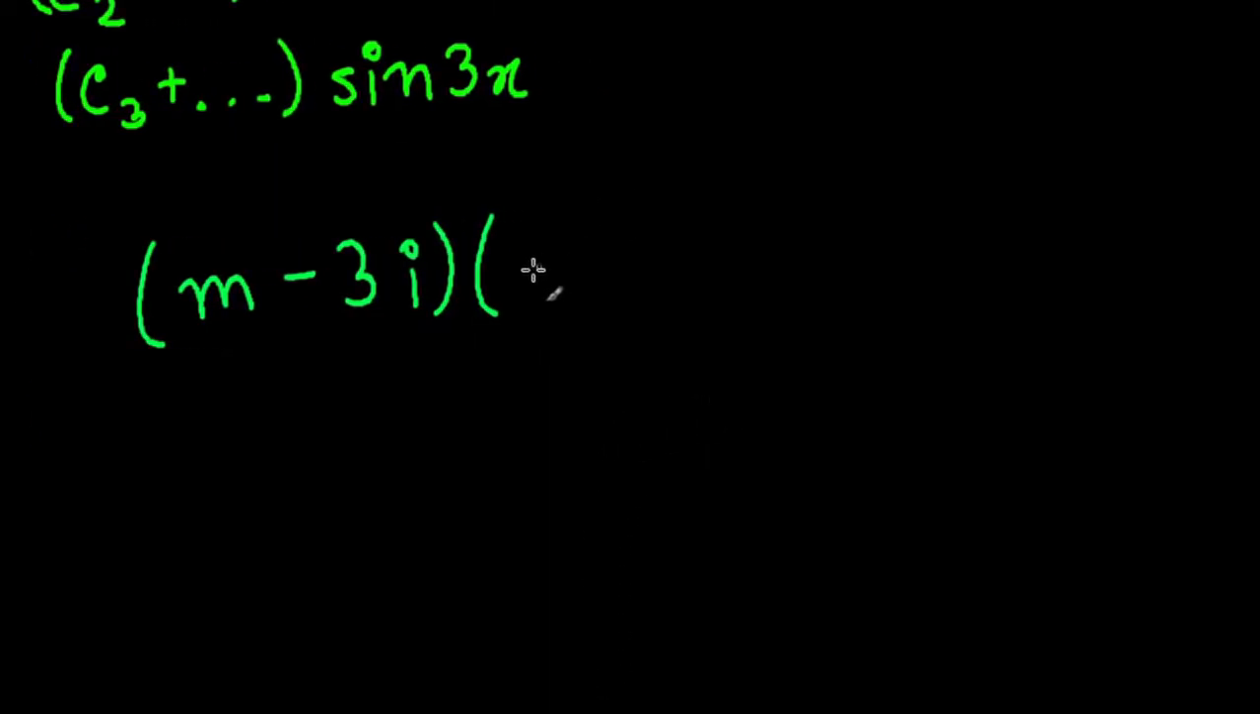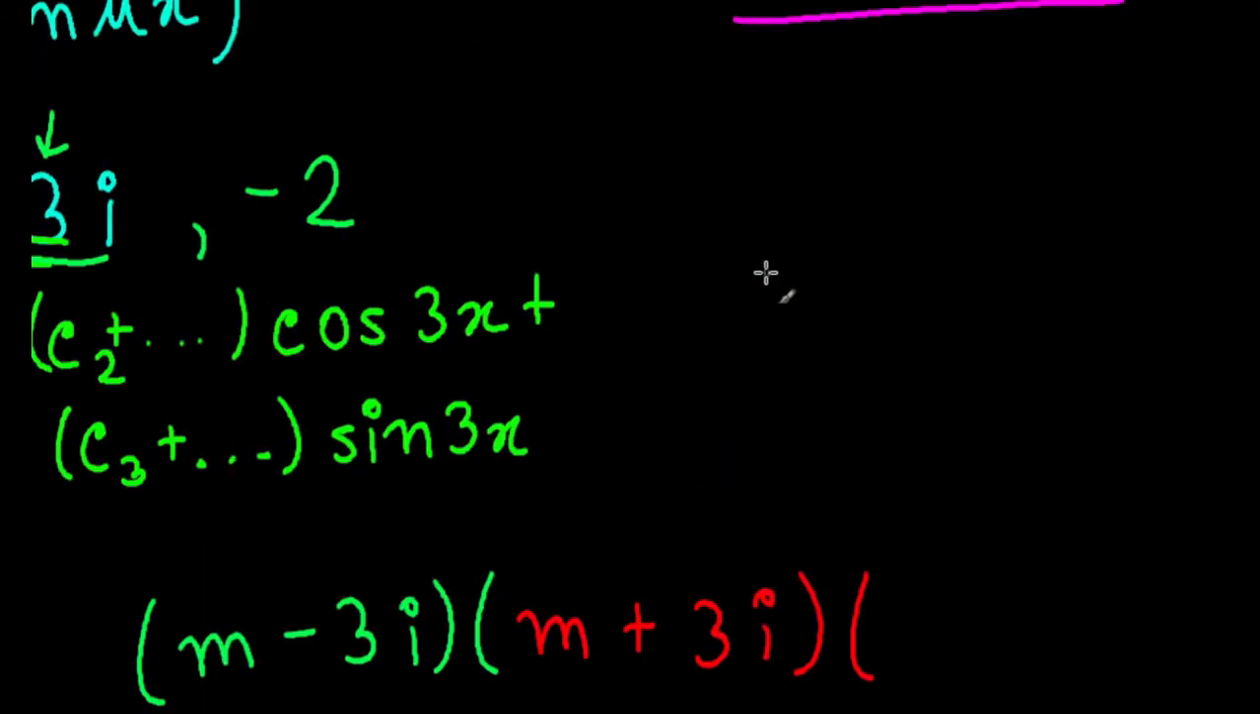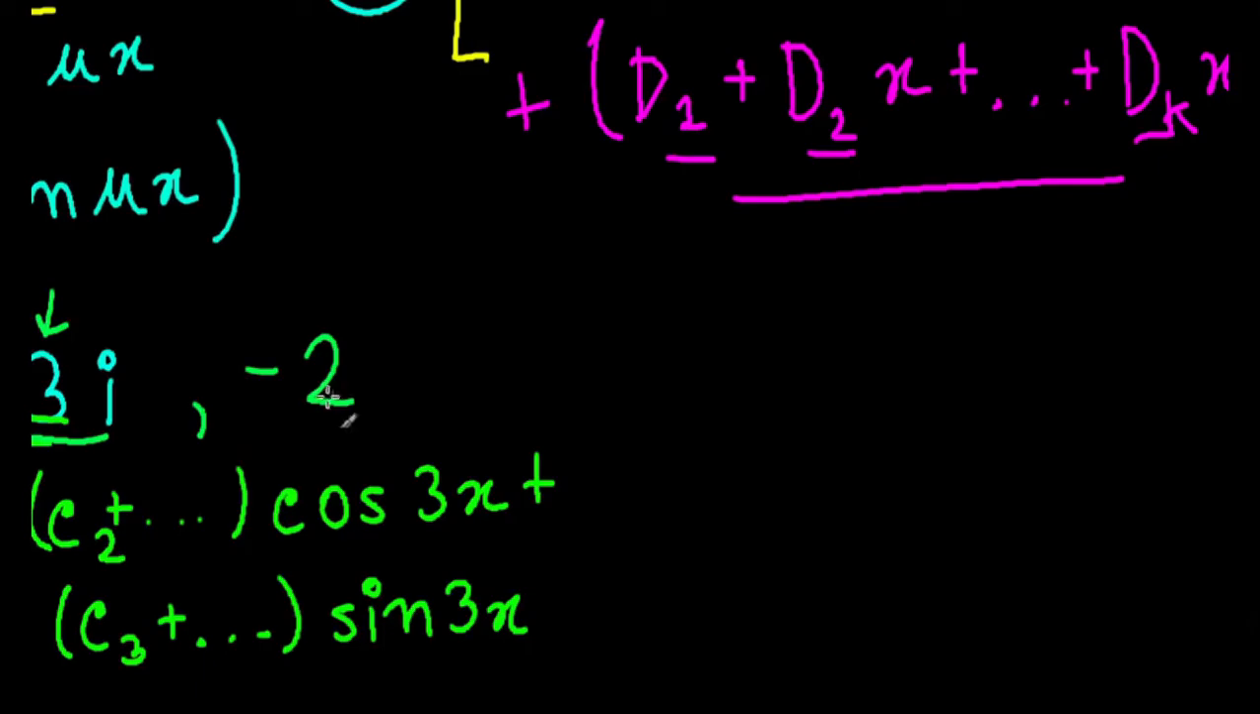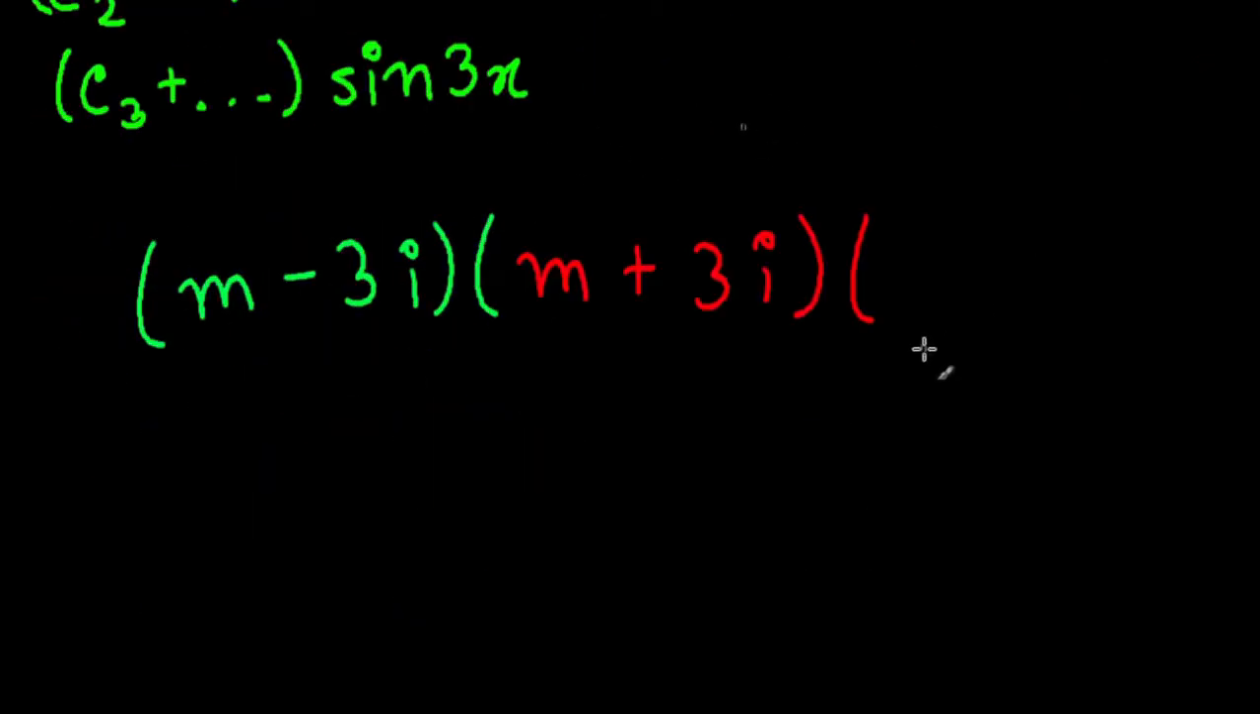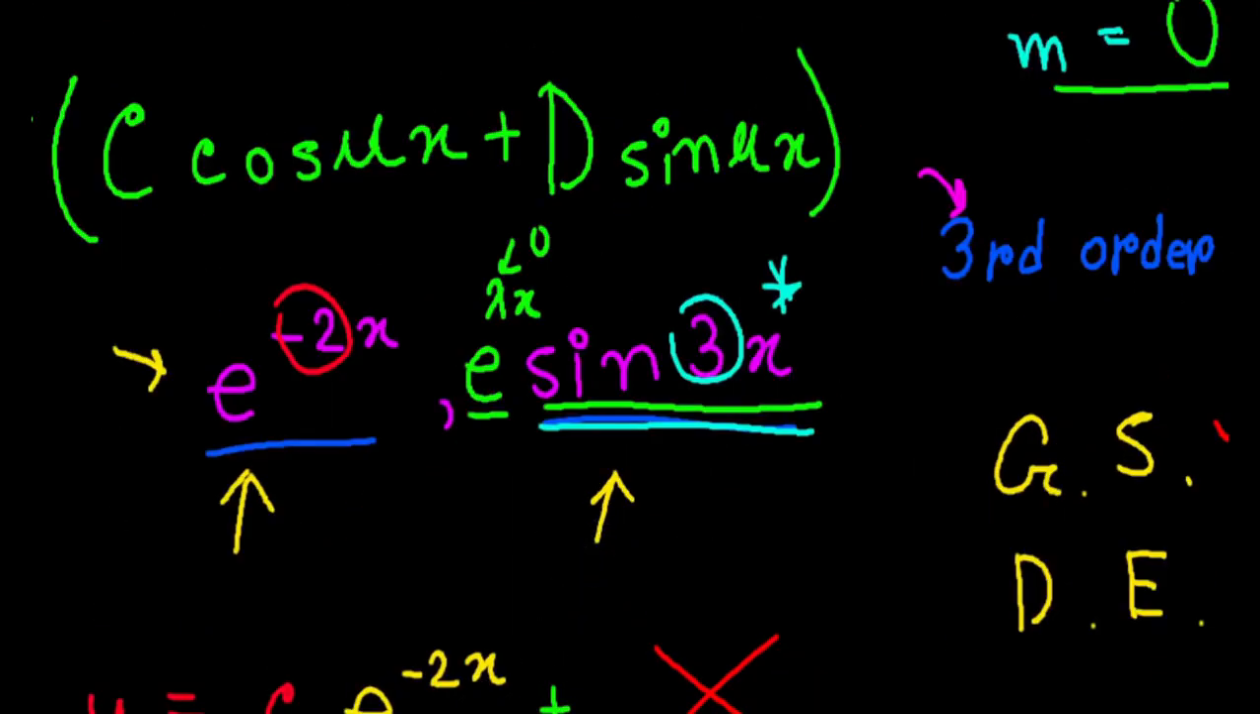Then m minus 3i is also a root, and for that you have m plus 3i. So m plus 3i is also a factor. And also we know that negative 2 is a root, right? So m minus negative 2, or it's just m plus 2, is also a factor. And again, similar logic with the general solution.